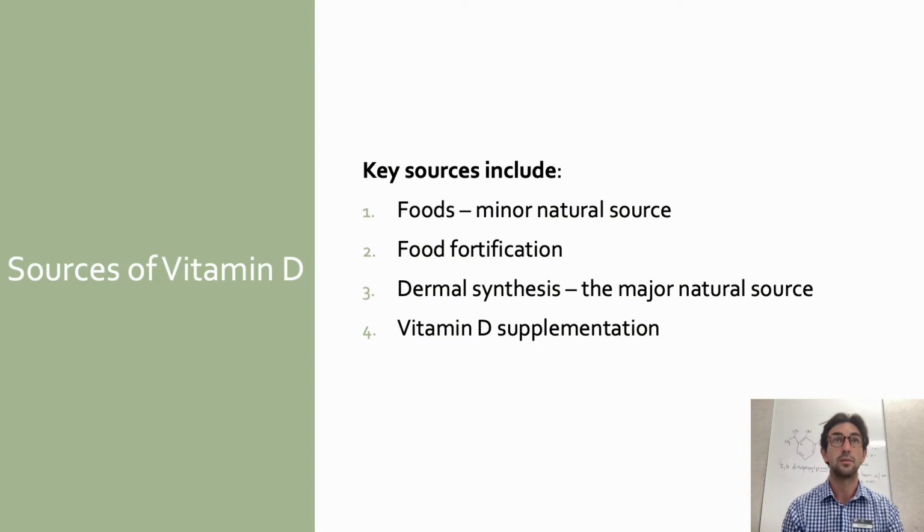So the sources of vitamin D include foods. Naturally occurring vitamin D in foods is not a particularly prominent source of vitamin D. You can get vitamin D from food fortification, so in cereals, milk, breakfast bars and the like. But the most important form is dermal synthesis, and that accounts for roughly 70% of vitamin D intake. And you can also, of course, supplement vitamin D pharmacologically.